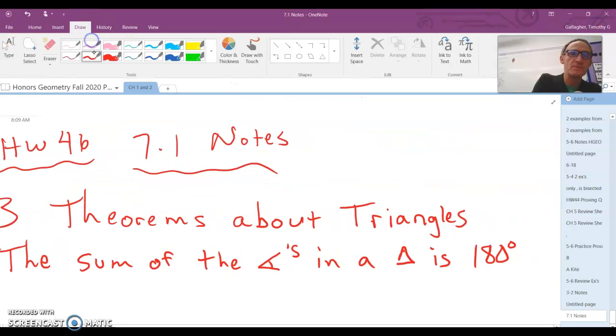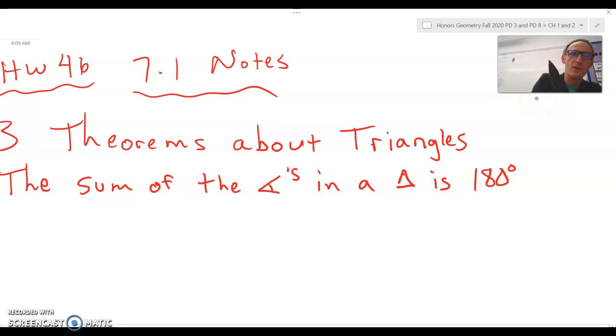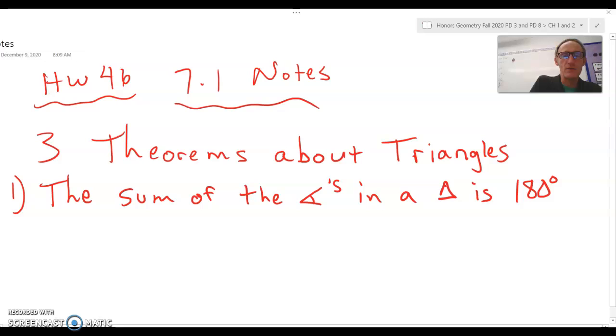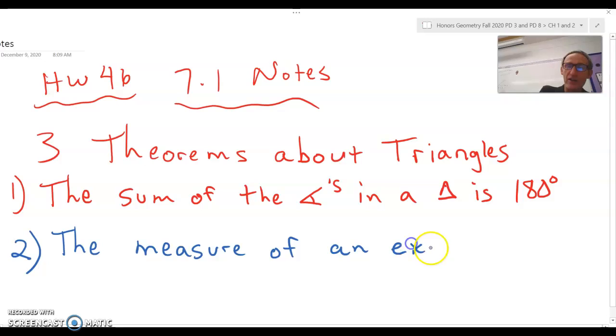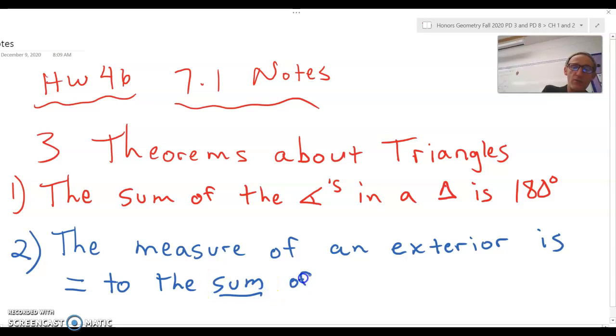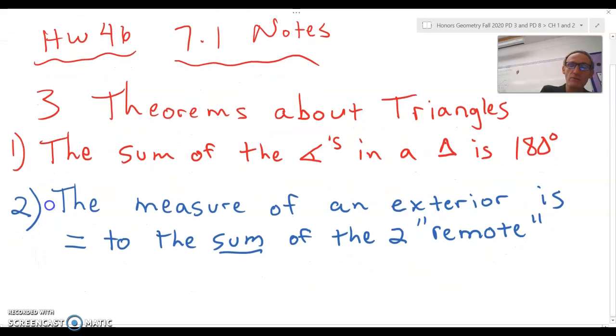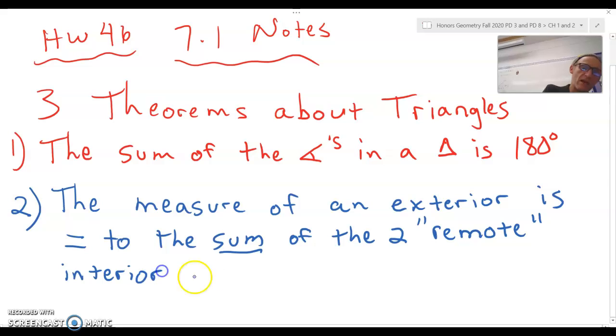Actually, I'm going to change colors. Three theorems about triangles. 1, the sum of the angles in a triangle is 180 degrees. 2, the measure of the exterior angle is equal to the sum of the 2 remote interior angles.